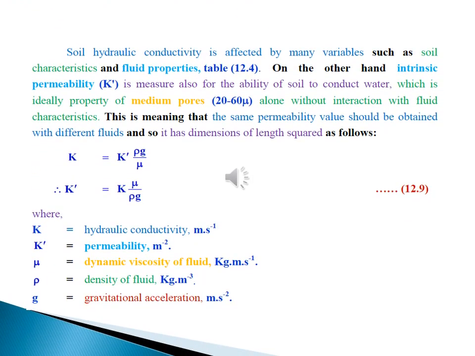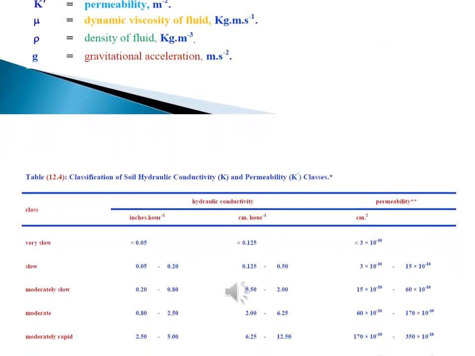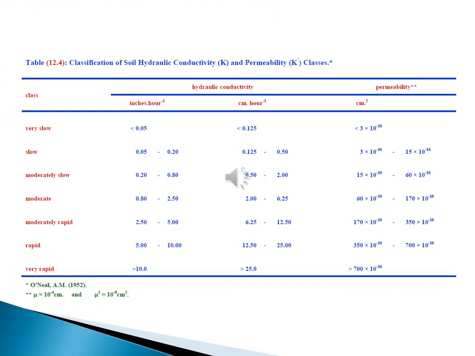Look, my dear, soil hydraulic conductivity is affected by many variables such as soil characteristics and field properties, as shown in the enclosed table. Table showing classification of soil hydraulic conductivity and permeability classes.